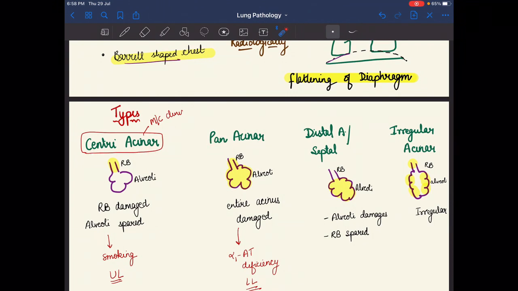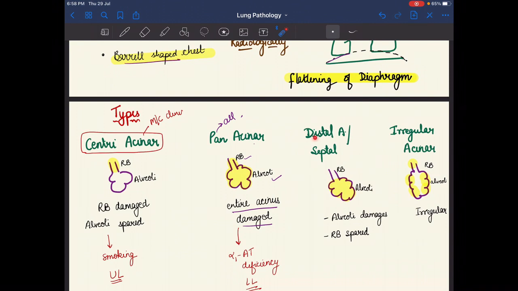And in panacinar, pan means all. So in panacinar, both the respiratory bronchioles and alveoli get damaged. The entire acinus is damaged, because respiratory bronchioles and alveoli together are known as the acinus. So this is the panacinar.